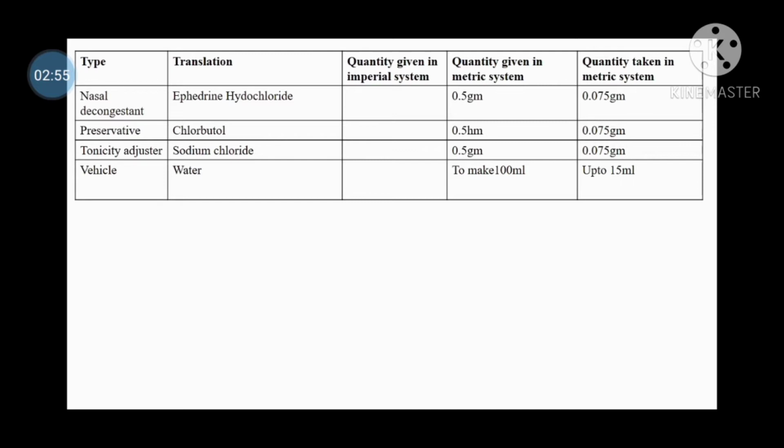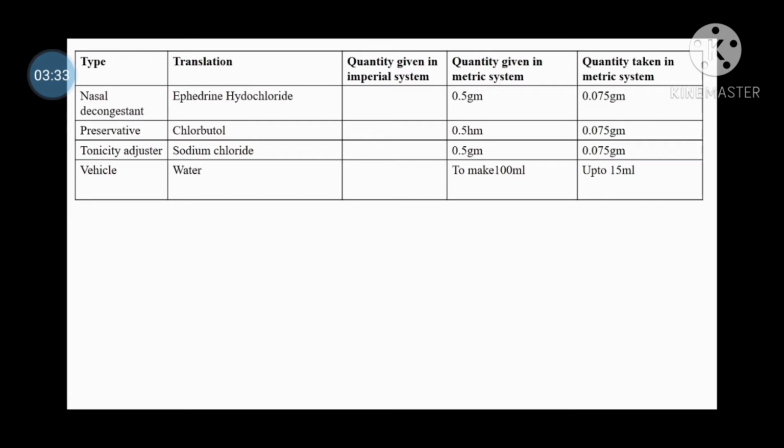In the observation table there are 5 columns. First one is the type. Second is translation, that is Latin to English. Then quantity given in empirical system, quantity given in metric system, and the last one is quantity taken in the metric system. So ephedrine hydrochloride, which is used as nasal decongestant, quantity given in metric system is 0.5 gram, which is used in 100 ml of preparation. For 15 ml of preparation, the ephedrine hydrochloride required will be 0.075.